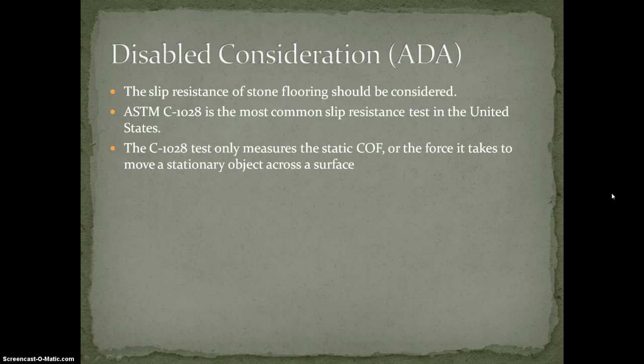The test results for textured surfaces are subject to additional reliability questions due to variation caused by the manufacturing process in the surface texture from tile to tile and within each tile. The C1028 test only measures the static COF, or the force it takes to move a stationary object across a surface. Human locomotion is not only a static process, but it is a dynamic process as well. People do not always slip while moving from a stationary position. They also slip while maneuvering across a surface. So those are some things to keep in mind.